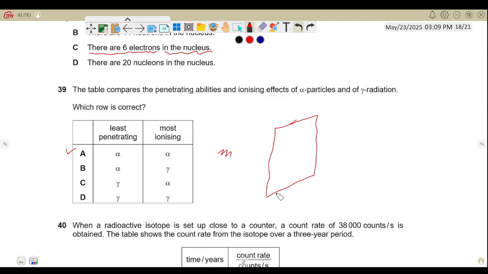About gamma, it is just a radiation, and it has a very big energy to penetrate many materials. That means we need a thick material to stop this, not like the alpha. And because it's just energy without mass, it's not the most ionizing, but the alpha is the most ionizing for our case here.